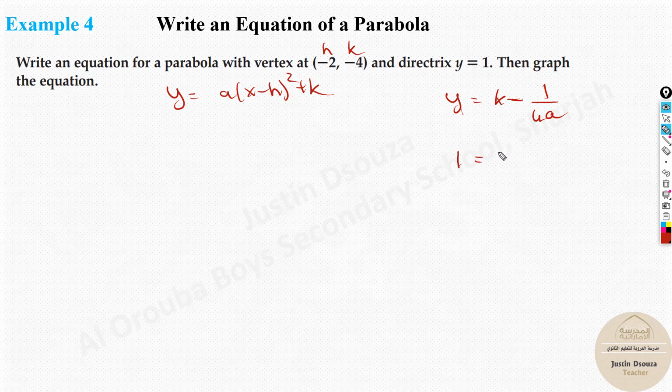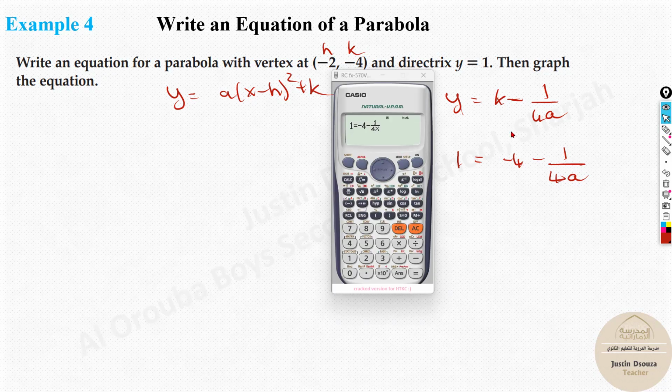1 equals, what is k? k is given over here, minus 4, minus 1 by 4a. You can directly put this in the calculator as it is, press shift and solve, and you'll get the answer, or you can take this to the other side and solve it. But I'll show you the calculator method now. All you need to do is substitute these terms as they are. It is 1 equals, alpha calc, minus 4 minus 1 by 4 into a, where a is alpha and x, because a is the unknown variable. Now press shift and solve, and you'll get the answer.